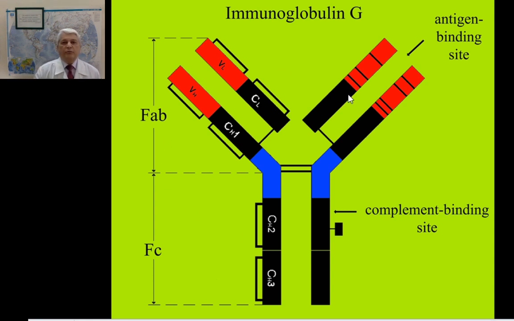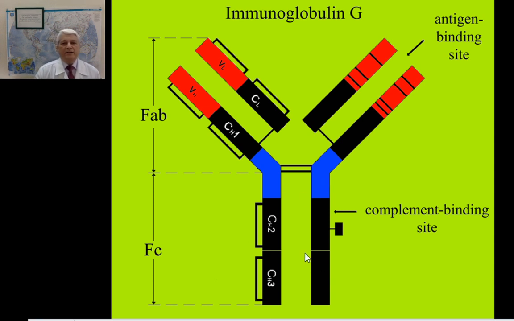These two parts which are equal we call FAB fragments. What does it mean? F is fragment and AB is antigen binding fragment. You understand why we call this antigen binding fragment? Because these fragments still has antigen binding site, and this fragment still has possibility to interact specifically with antigen.